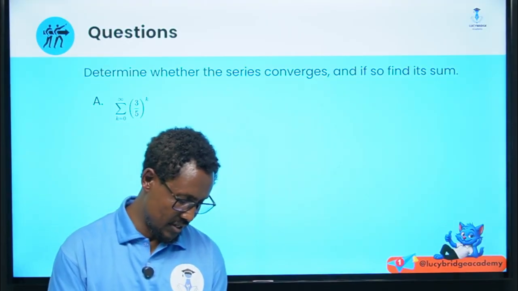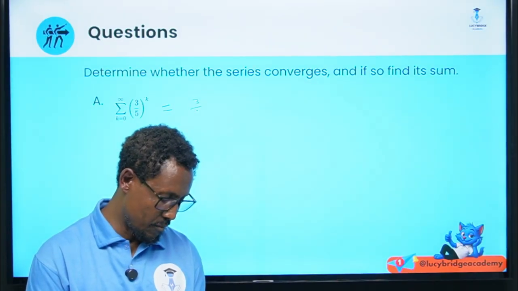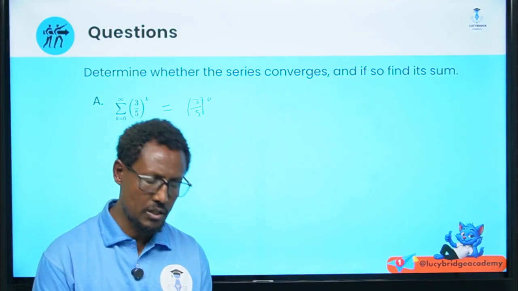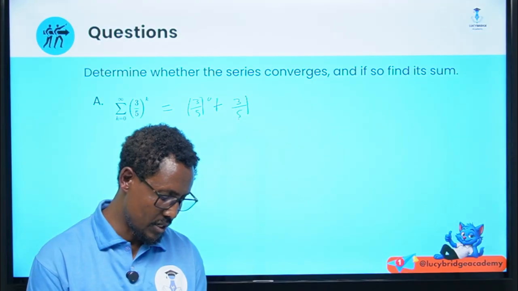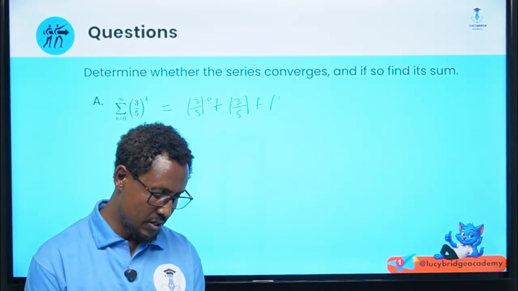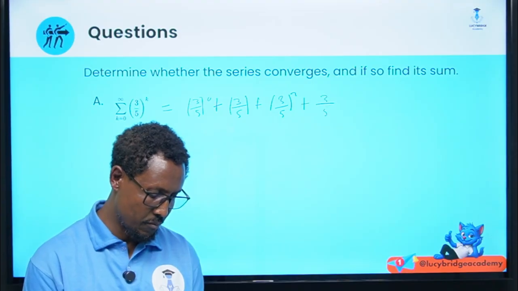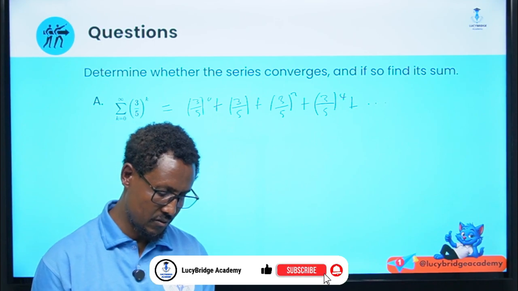Okay, look at the series. What is the first term? Make it 0 in terms of k, which means 3 over 5 to the power of what? The power of 0. Yes, because k starts from 0, plus 3 over 5 to the power of 1, plus 3 over 5 to the power of 2, plus 3 over 5 to the power of 3, plus it continues like this.